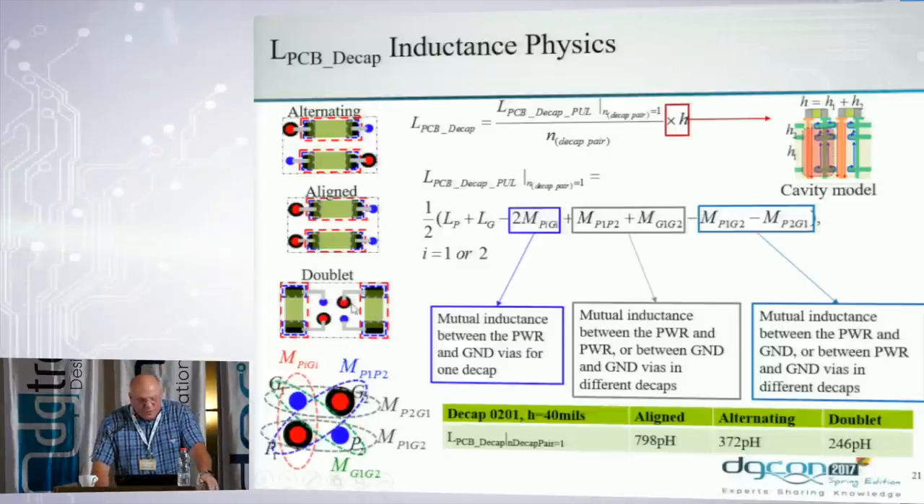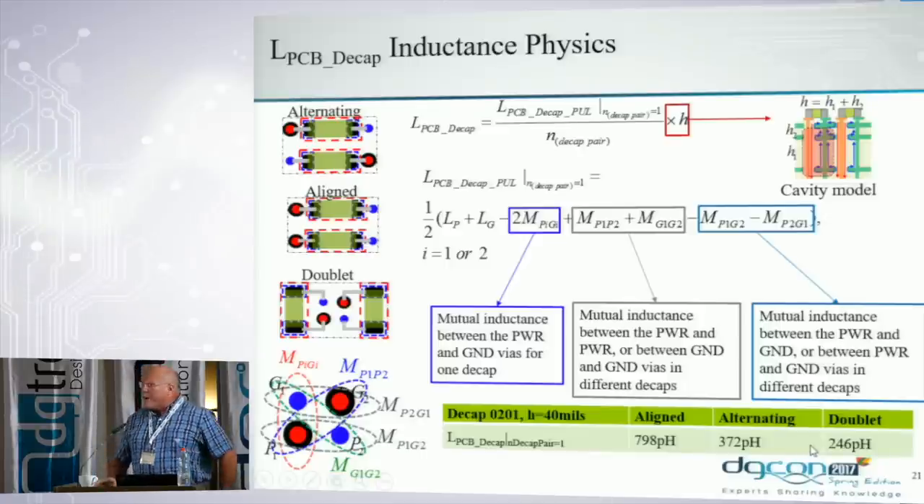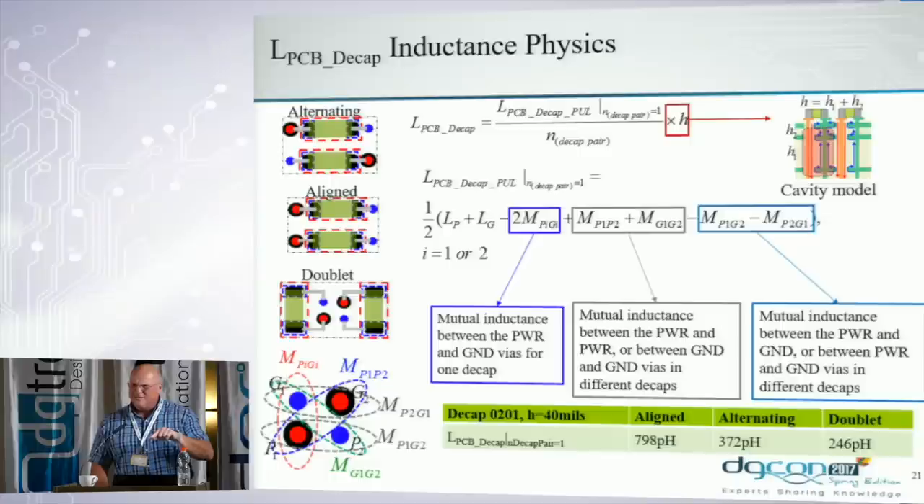Anyway, if we look at the doublet layout, where we put those vias as close together as typical manufacturing rules will allow us, you see that we can dramatically reduce the overall equivalent inductance for this pair by utilizing that mutual inductance. And so you say, wait a minute, if I have this alternating, I want to put all my capacitors on in a row. Well, not really. First of all, for signal integrity routing, nobody's going to let you do that, because it's going to cut down on routing channels.